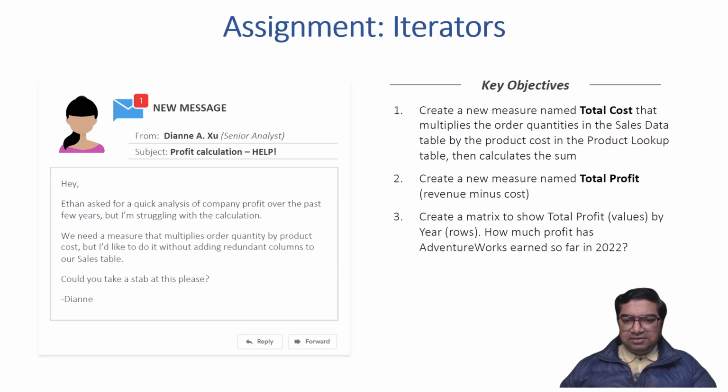Hi guys. Are you still confused about DAX iterators and why your total cost and profit measures give you the wrong result? Stop, because this is the mistake Power BI beginners make. They are simple aggregations where the iterators are required.